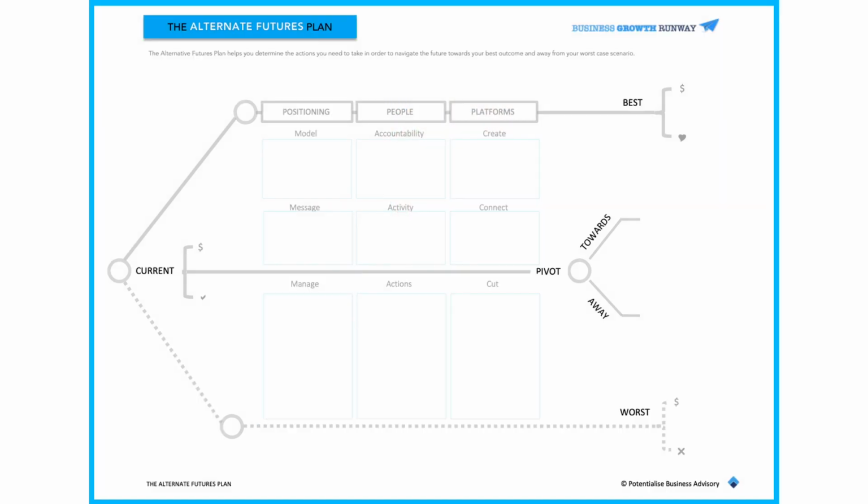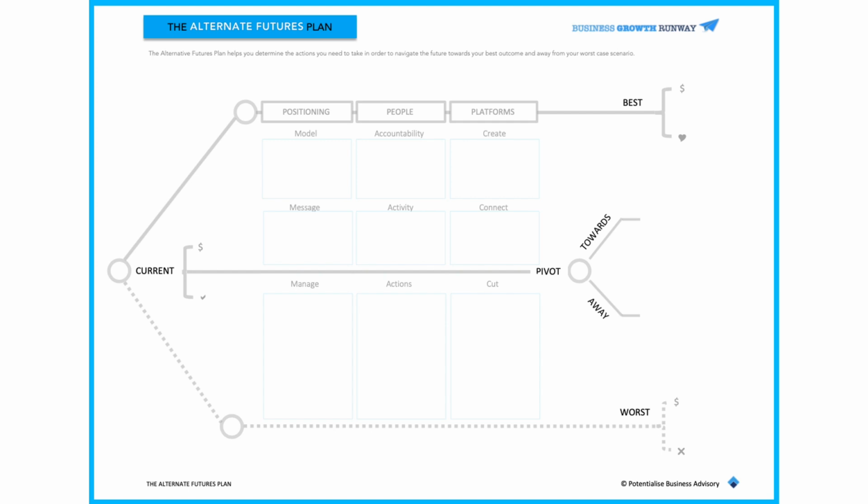Okay, so the Alternate Futures Plan is based on a simple decision tree structure. On the top half, we're looking at the positive moves that you need to make to get the best outcomes. And on the bottom half, we're planning the defensive moves that you need to make either now or in the future as you respond to changing circumstances. Looking at the vertical, there are three key areas, 3 Ps you need to be working on right now: your position, your people, and your platforms.